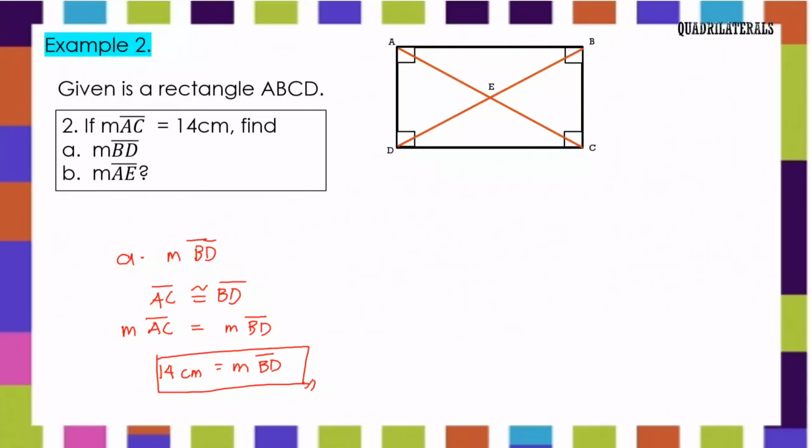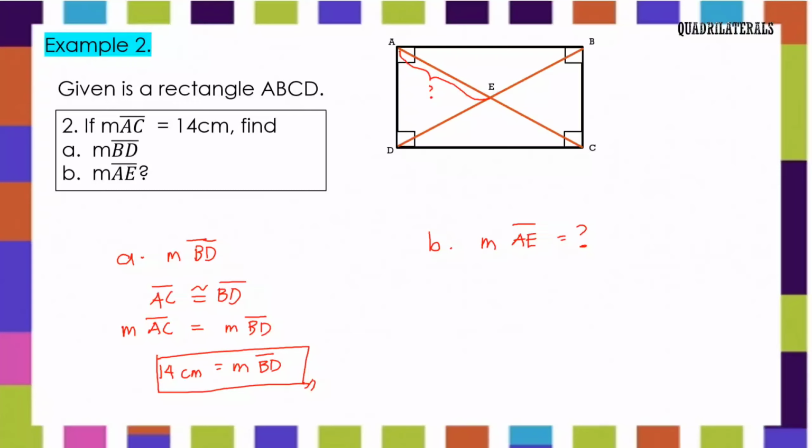Next, for letter B, we need to find the measure of AE. So, ito naman yung hahanapin natin. Asan ba yung AE? So, from D, this one, up to this one. So, ano daw ang measure nito? So, ang sabi ng theorem number 2 natin, the diagonals bisect each other. Ibig sabihin, they divide the other diagonal into two congruent parts.